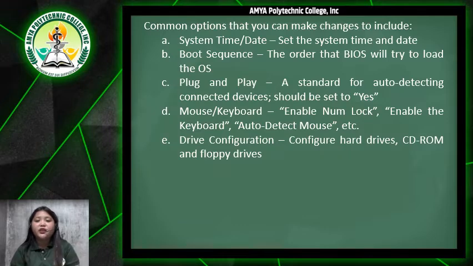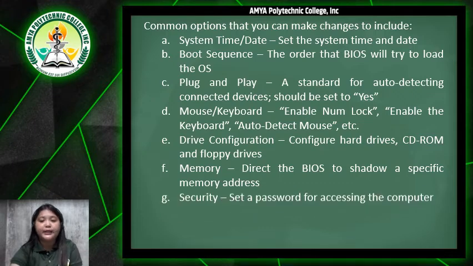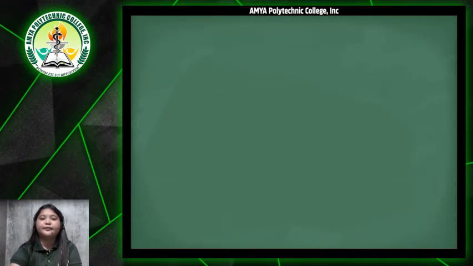Drive configuration configures the hard drive, CD-ROM, and floppy drives. Memory directs the BIOS to shadow a specific memory address. And then security sets a password for accessing the computer. And then the power management selects whether to use power management, as well as sets the amount of standby and suspend.